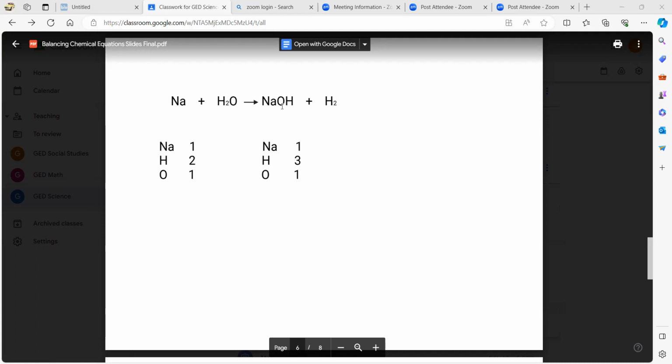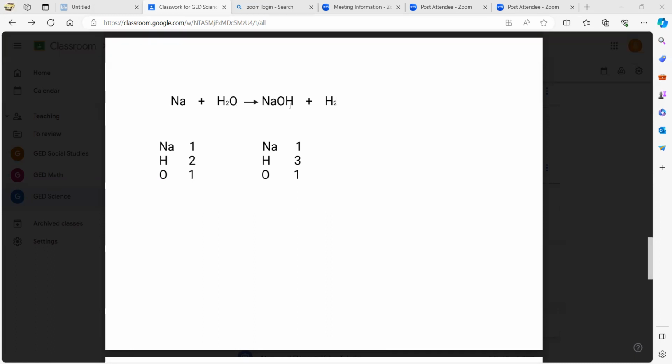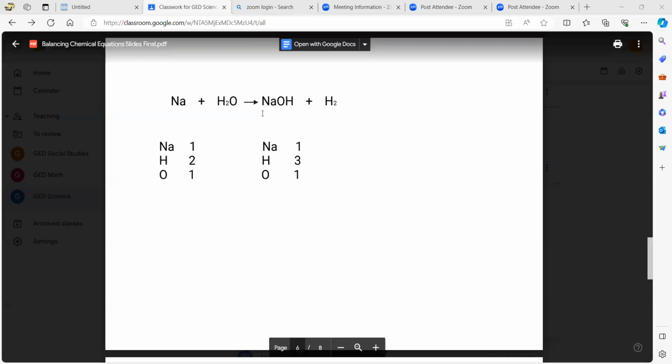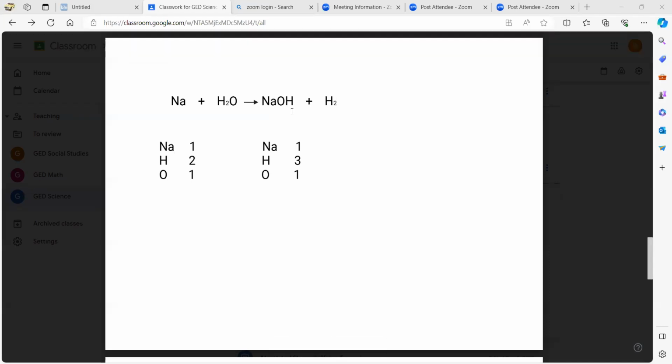If you have a capital letter next to another capital letter, that means these are two separate elements. This is oxygen and this is hydrogen. So again, if it's a capital letter and a lowercase letter, Na, it's all together as one symbol. If they're two separate capital letters, they're two separate symbols. So that's also very important.